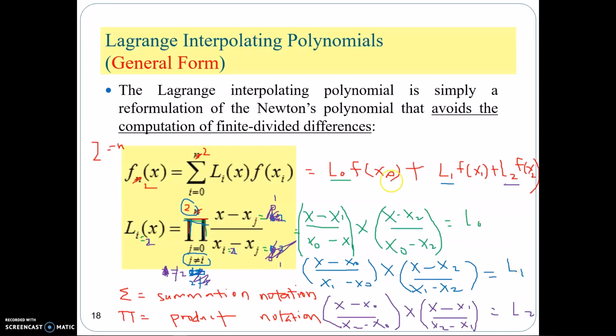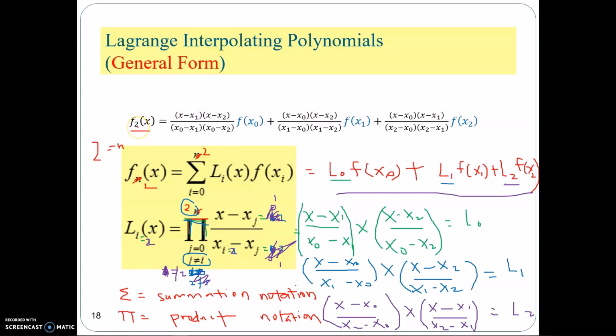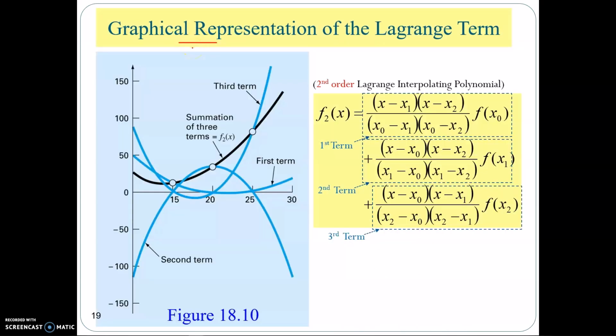Substitute all the L inside this formula. Then you should obtain the second order Lagrange interpolating polynomial. This is the graphical representation of the Lagrange terms. For the second order Lagrange interpolating polynomial, you have three terms. If you plot these three terms in a graph, you obtain the blue lines here. These three lines have the quadratic curve format, and when you take the summation of these three terms, you obtain the f2(x), which is in the red color.